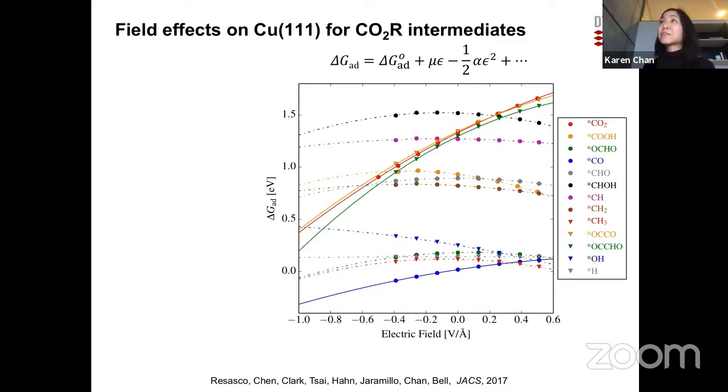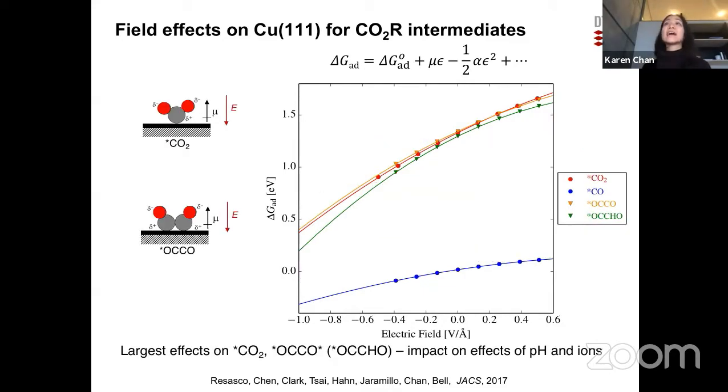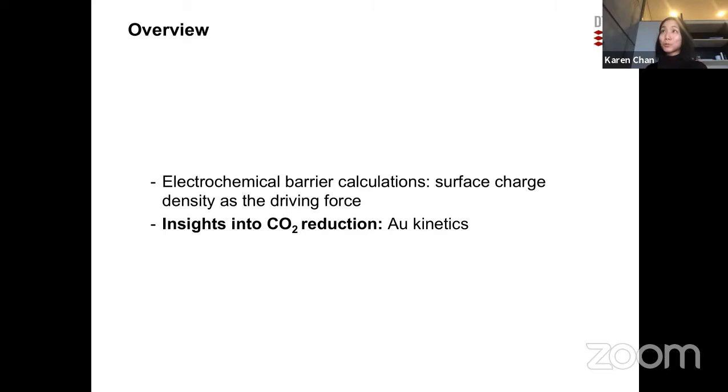Shown here are a number of adsorption energies for some common reaction intermediates involved in electrochemical CO2 reduction. What we find is that the intermediates with vertical CO bonds have really large dipoles, and so they vary significantly as a function of field. I show some examples here, CO2 and OCCO, and these, as I will discuss, are decisive for CO production and C2 products. This is very much related to the sensitivity of CO2 reduction to both pH as well as cations. As an example, let us start with gold kinetics.